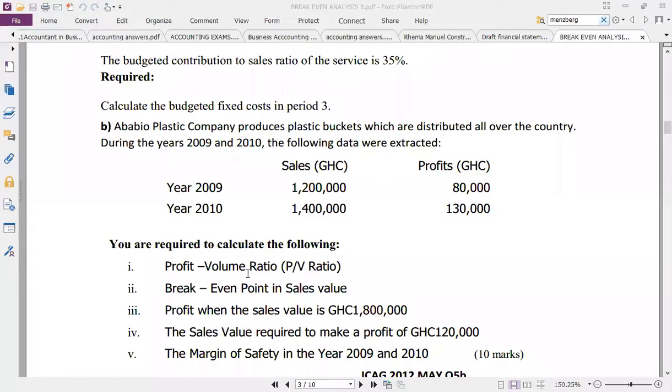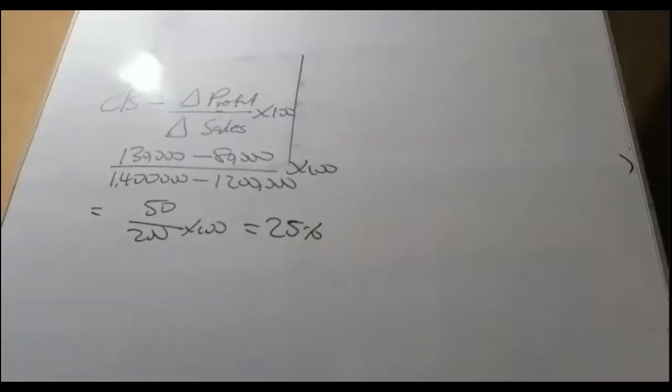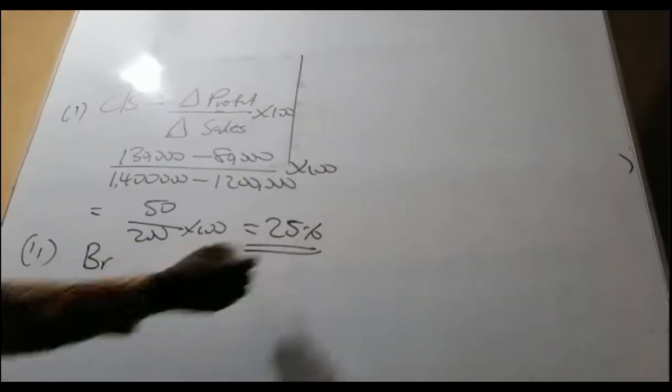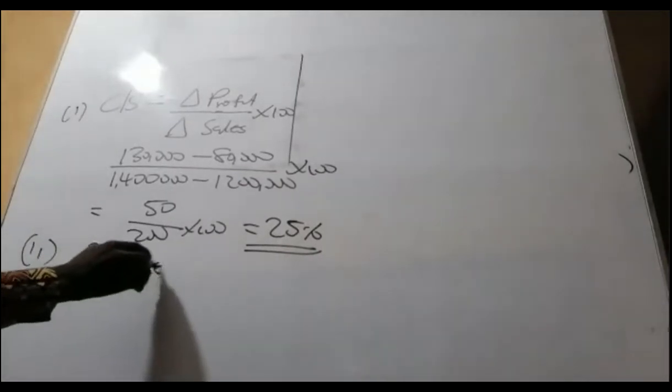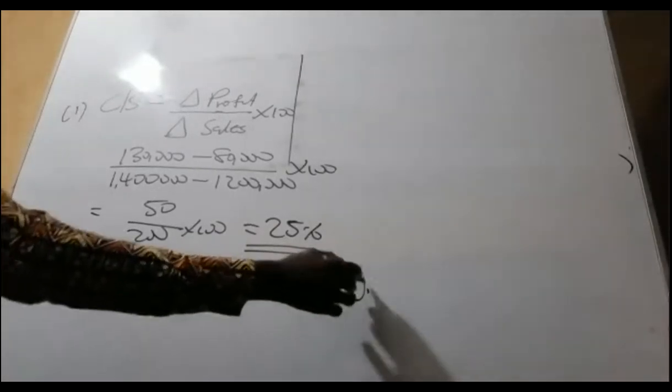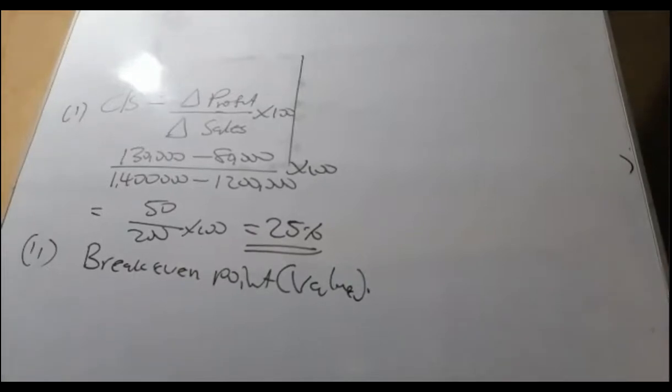Break even point in sales value. In a question like this, you cannot find the break-even units. You can only find it for the value. Good. By using the other alternative. So let's go to the board. Now this is the CS ratio percentage. So break even point in value. With value, what you have to do is relax.